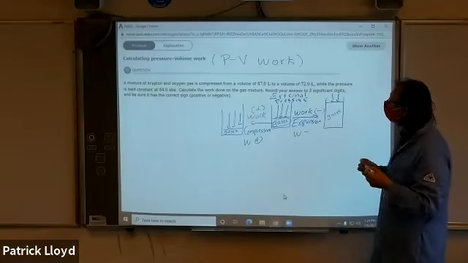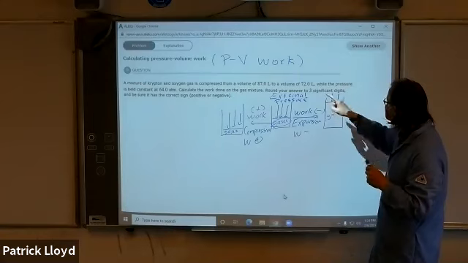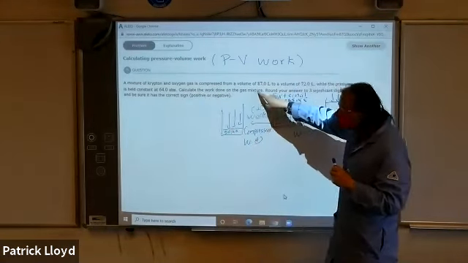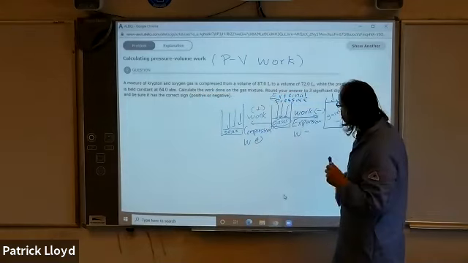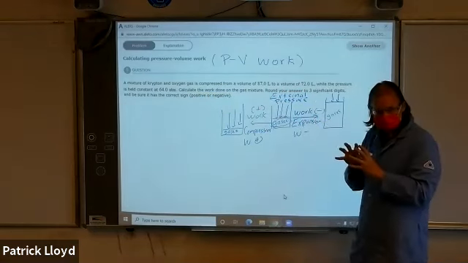Okay. So before we do the calculation, there's a little hint here. It actually says work was done on the gas mixture. That's telling you what's being done on it. So if it's being done on it, that means that the gases are gaining energy.